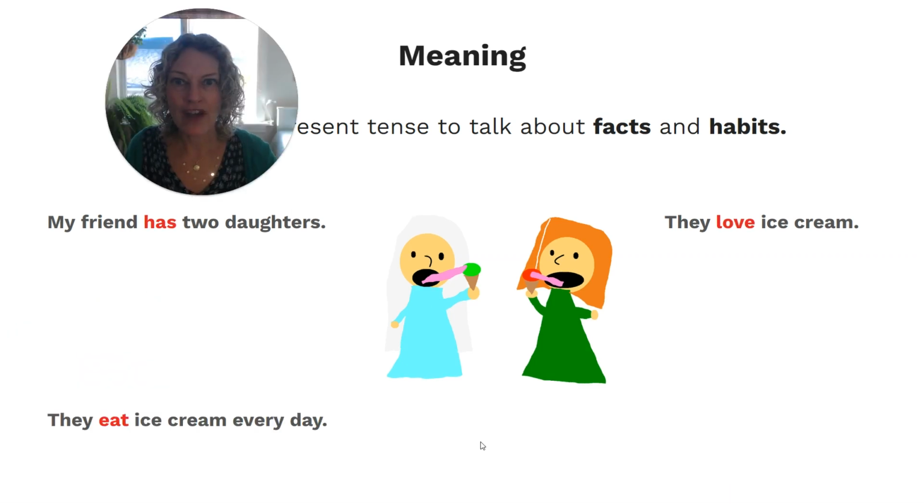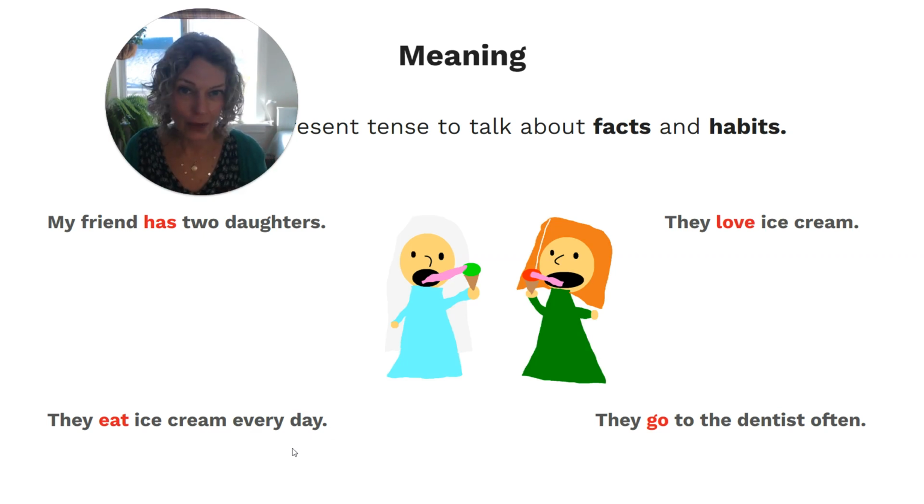Here's an example of a habit. They eat ice cream every day. Here's another example of a habit. They go to the dentist often. So do you see that adverb there, often, and that phrase every day? If you are using those words in your sentence, then that's a clue that you need to use the present tense because you're talking about a habit.